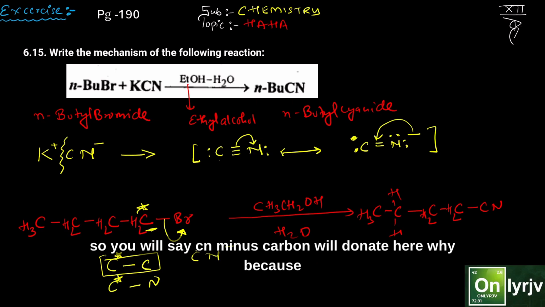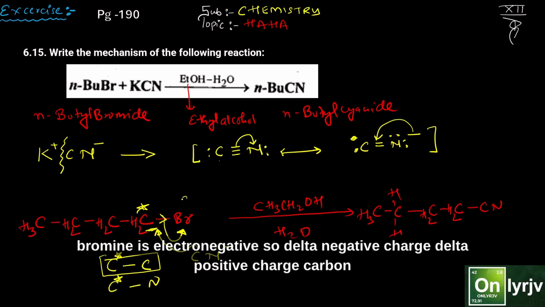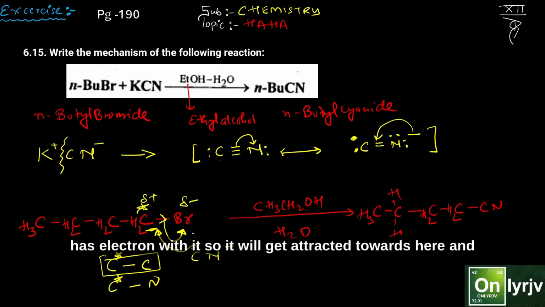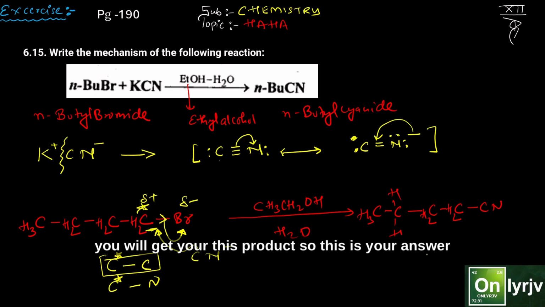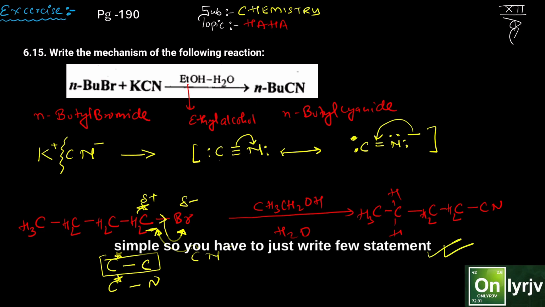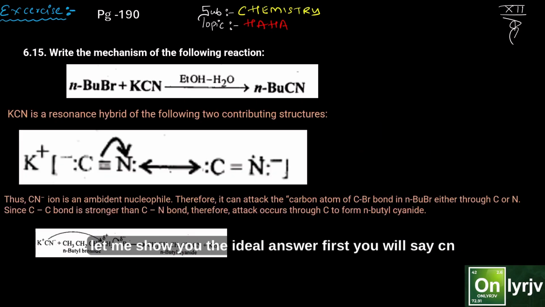So you will say CN-, carbon will donate here. Why? Because bromine is electronegative, so there is a delta negative charge on it and a delta positive charge on carbon. Carbon has an electron pair with it, so it will be attracted towards here, and you will get this product. So this is your answer. Simple. You just have to write a few statements. Let me show you the ideal answer.